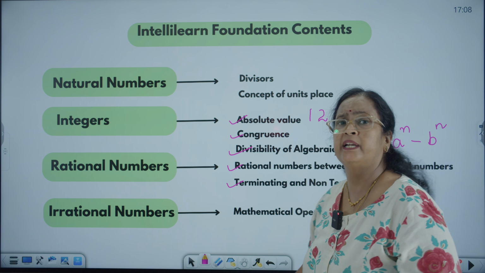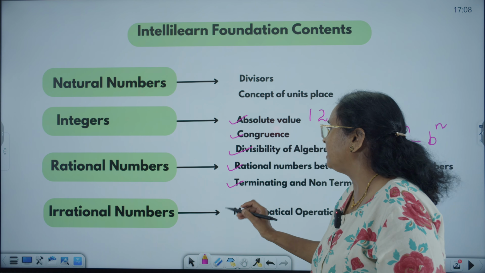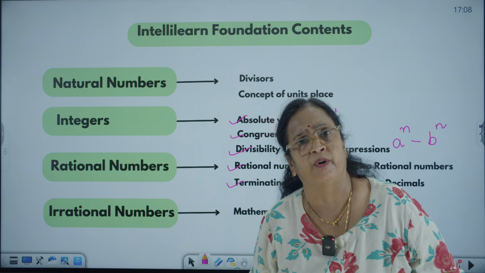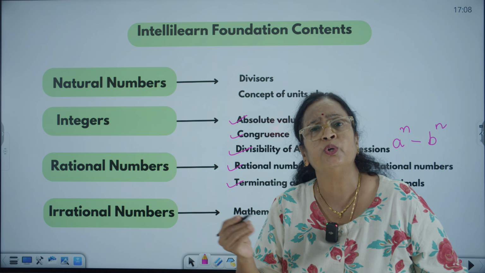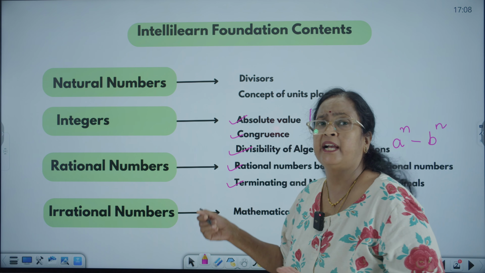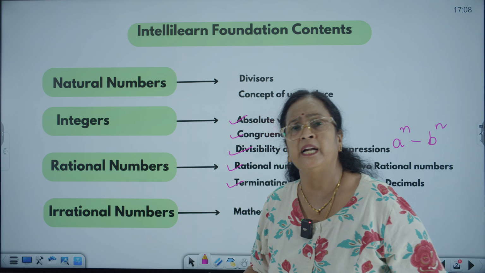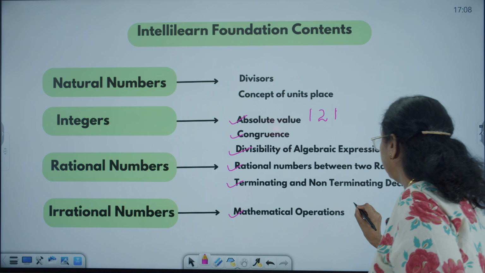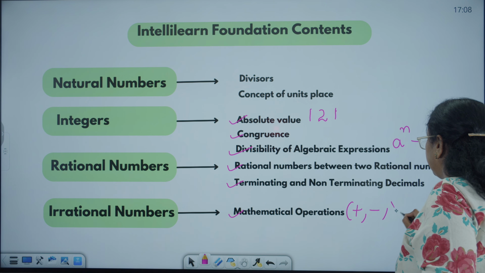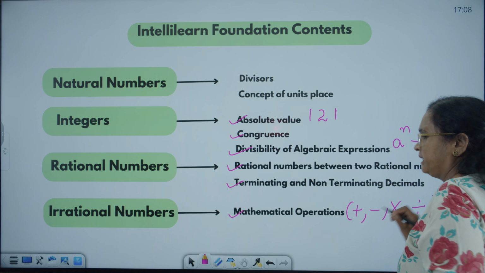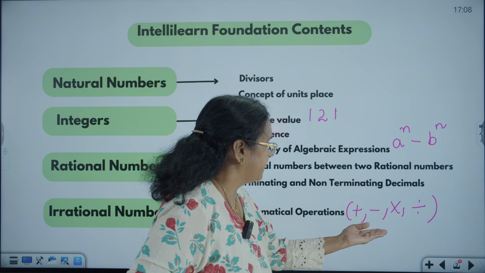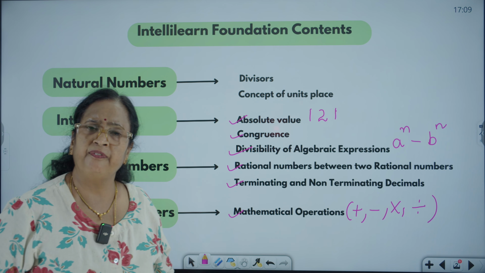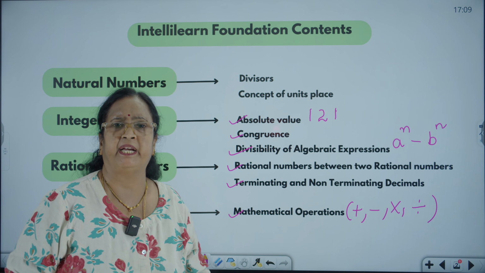Now, coming to irrational numbers. These cannot be written in the form p by q, that is all. The root over numbers are irrational numbers. Under irrational numbers, mathematical operations are asked. That means addition, subtraction, multiplication and division. These are called the mathematical operations. So, under these we will have addition, subtraction, multiplication and division of irrational numbers.